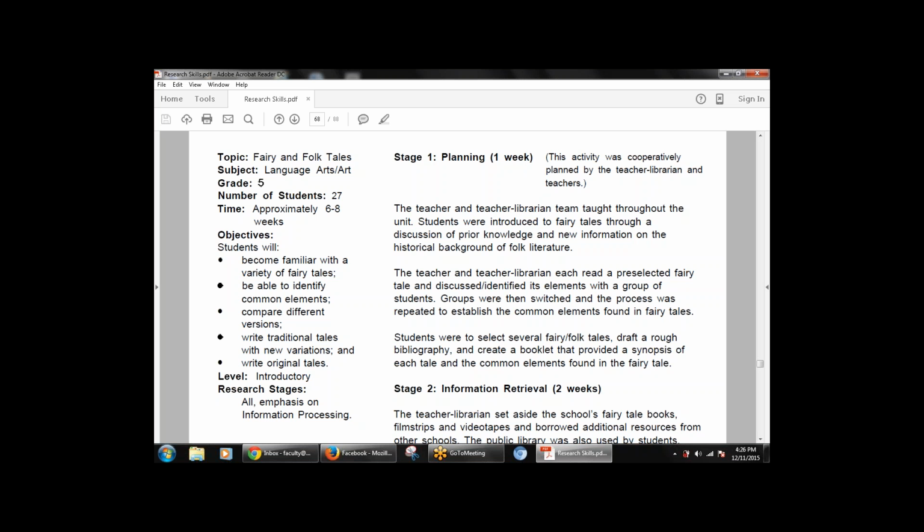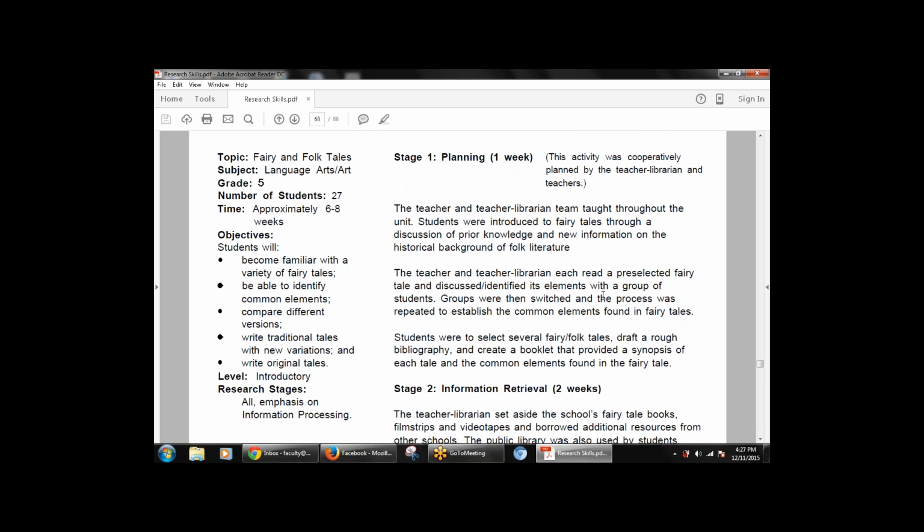Then the next level is the introductory level, that is, the beginning level. Then what are the various research stages? The research stages put the emphasis on information processing. That means research is available at all the stages, but the most focus is on information processing.